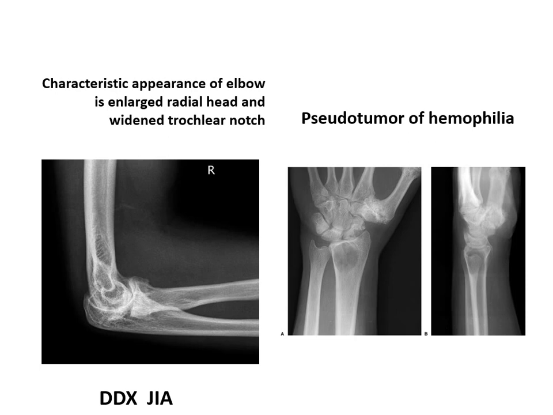And in the elbow, characteristically, there is enlarged radial head and widened trochlear notch. I told you that this will be missed if you do not compare it with the other limb. Hemophilia can cause pseudotumor, which is a benign entity, a lytic lesion, well-defined with sclerotic margin, in any location.